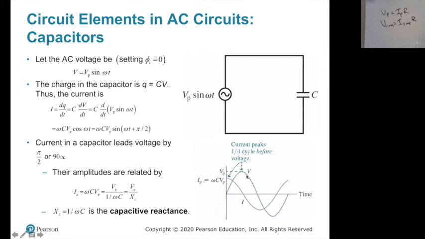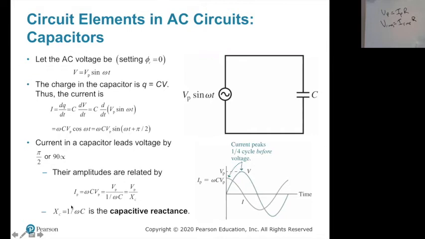This guy's measured in volts. This guy's measured in amps. The point of this picture is that we say the current leads the voltage. You reach maximum current 1/4 of a cycle before you reach maximum voltage. And those two are related by this formula here.